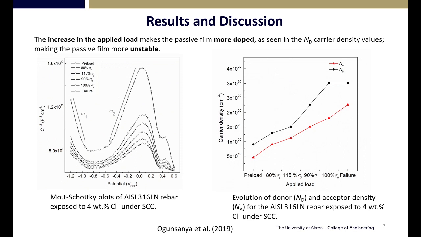Finally, we studied semiconductive properties of our passive film by the Mott-Schottky plots, where M1 represents the formation of chromium oxides and M2 the formation of iron oxides, which are not as protective. With increasing stress, M1 and M2 tend to flatten, showing an increased amount of defects in our passive film. With these values of M1 and M2, we calculate the carrier density, where the Nd represents the donors, made out of the iron oxides, and the Na the acceptors, of the chromium. As we see that the Nd is higher than the Na, we have a more doped passive film, meaning that it is more unstable and hence more prone to corrosion.